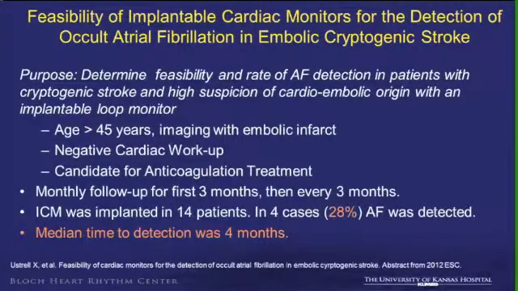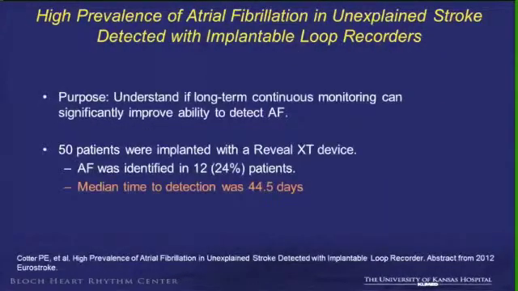This is a study looking at implantable loop recorders for diagnosing atrial fibrillation in embolic cryptogenic stroke. In this case, again, AFib was detected in about 25% of patients, and the median time to detection was 4 months. Another study saw a detection time of 44.5 days. So I think what we keep seeing is that the time to detection becomes longer and longer the more we look.